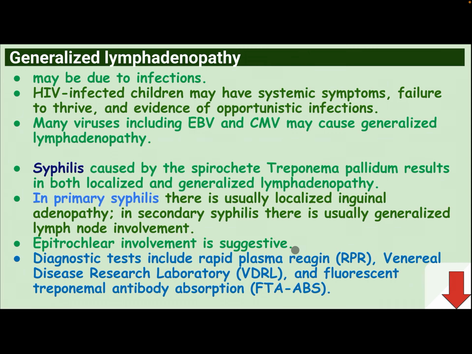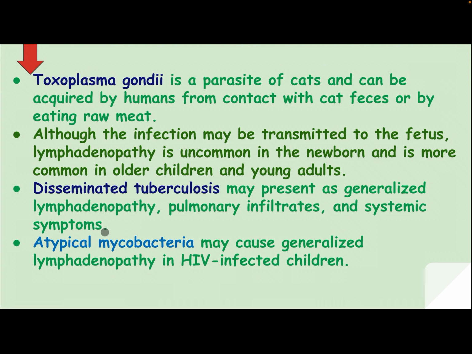Epitrochlear involvement is suggestive. Diagnostic tests include rapid plasma reagin (RPR), venereal disease research laboratory (VDRL), and fluorescent treponemal antibody absorption. Toxoplasma gondii is a parasite of cats and can be acquired by humans from contact with cat feces or by eating raw meat. Although infection may be transmitted to the fetus, lymphadenopathy is uncommon in the newborn and is more common in older children and young adults.